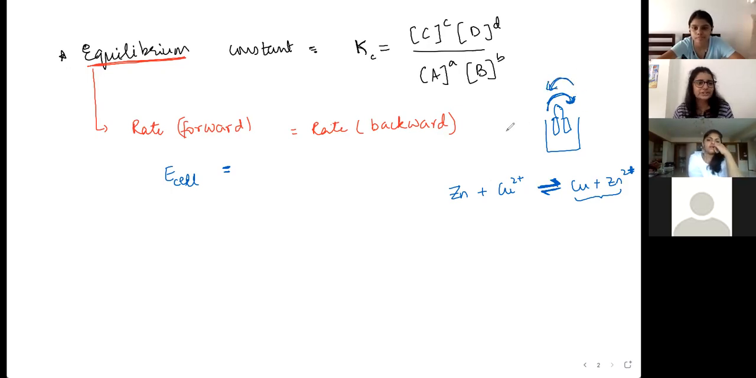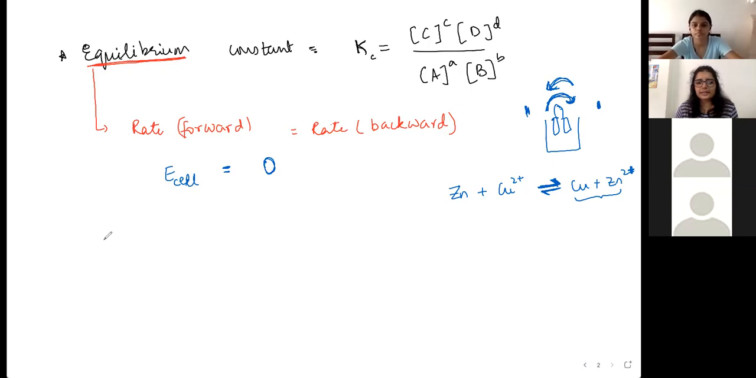When the backward reaction takes place, copper is losing electrons, zinc is gaining electrons, so this is going to happen in the opposite direction. So when rate of this side is equal to rate of that side, will there be a potential difference created between both the ends? No, ma'am. Then what will the value of E cell be? Zero.